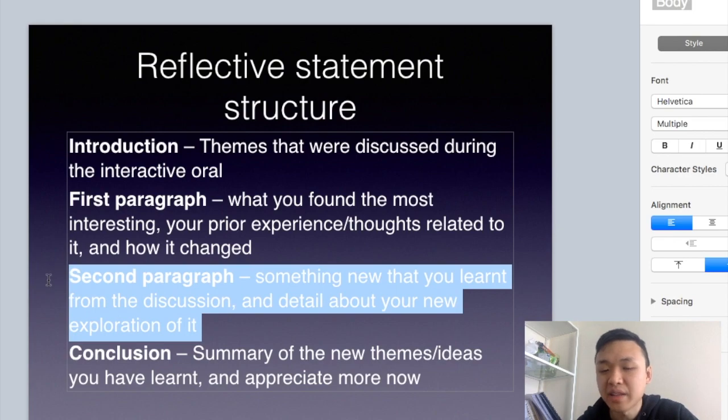In the second paragraph, you can talk about another new thing that you learned in the discussion, and how it helped you to understand the writer's choice better. So what new things did you learn that relate to the writer's choice, right?